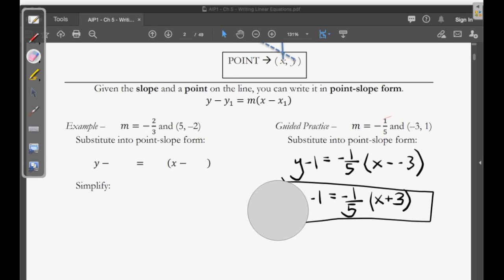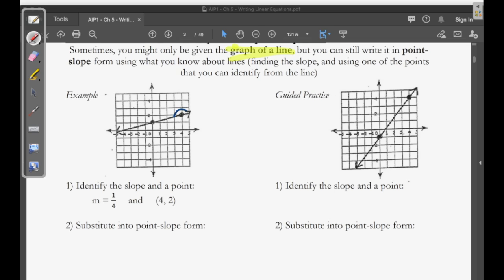You're just writing the fraction in a different way. Remember your rules. Let's go to the next page. This time we're given the graph of a line. Indicate and locate the point, the coordinate point you're going to use. Use the one that's not on the y-axis. Don't use the y-intercept. And then identify your slope.